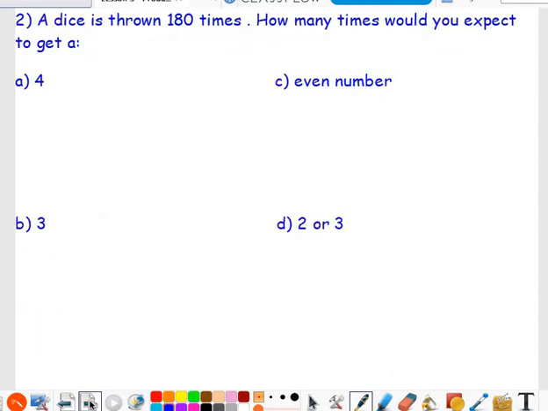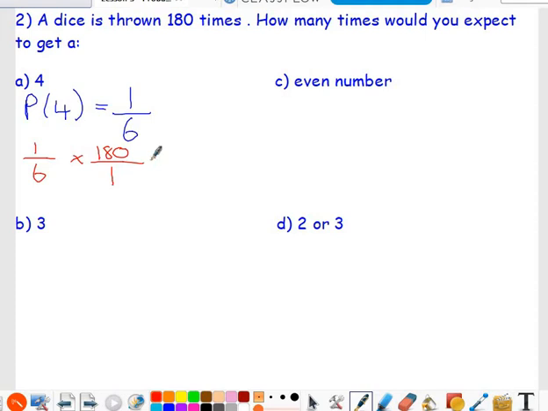Okay, moving on to example 2 then. A dice is thrown 180 times. How many times would you expect to get a 4? So number 1, we got a 4. So the probability of a 4, so P4 equals, well, there's 1 four out of 6 numbers. I'm going to use method 2. So 1/6 times by 180.